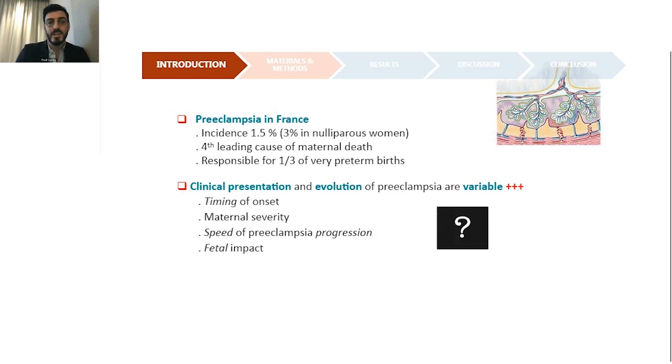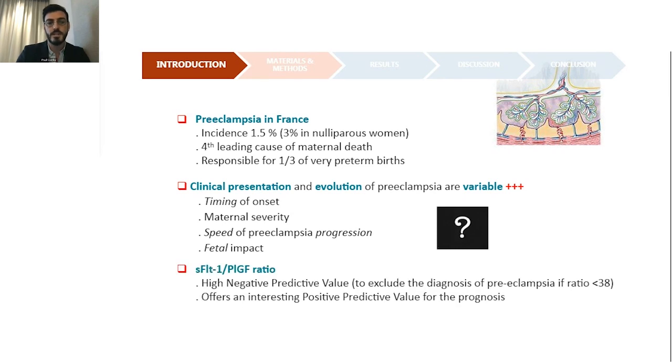As you know, the clinical presentation and evolution of preeclampsia are variable concerning the timing of onset, the maternal severity, the speed of progression, and the fetal impact. So the sFlt-PlGF ratio has a high negative predictive value, as Martin told us, to exclude the diagnosis of preeclampsia if the ratio is under 38. But it also offers an interesting positive predictive value for the prognosis of preeclampsia.